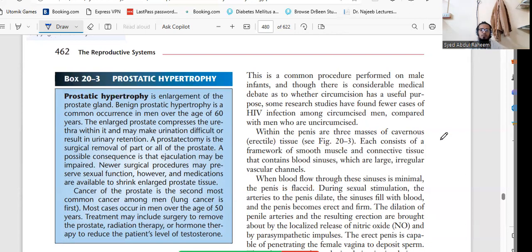Within the penis are three masses of cavernous tissue. Each consists of a framework of smooth muscle and connective tissue that contains blood sinuses, which are large irregular vascular channels.